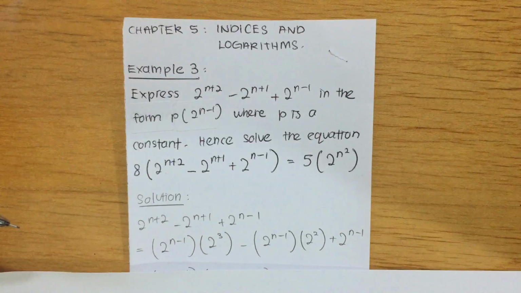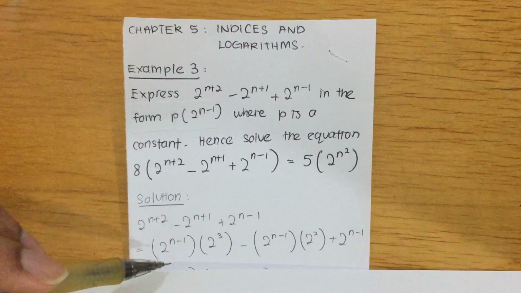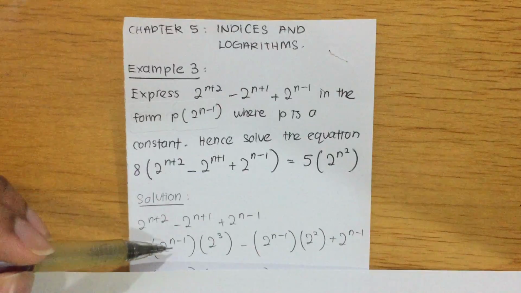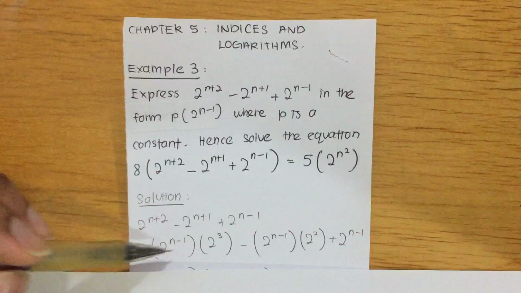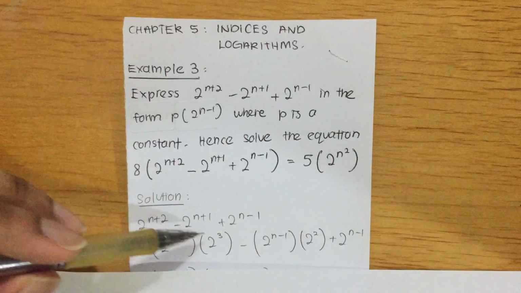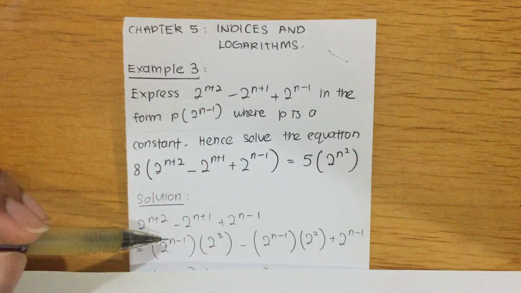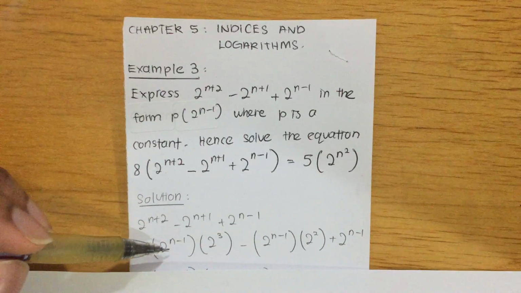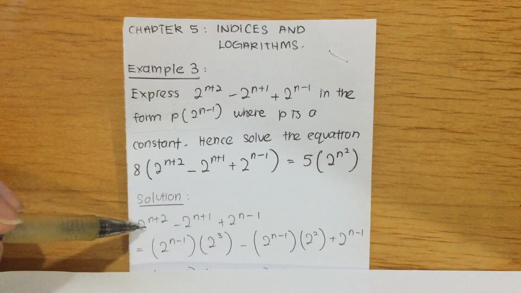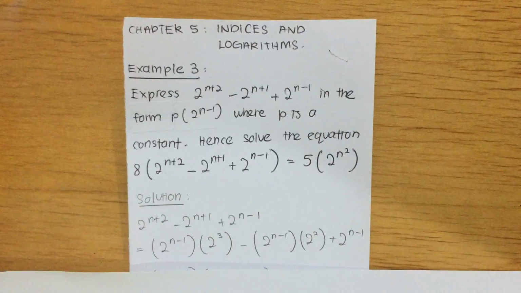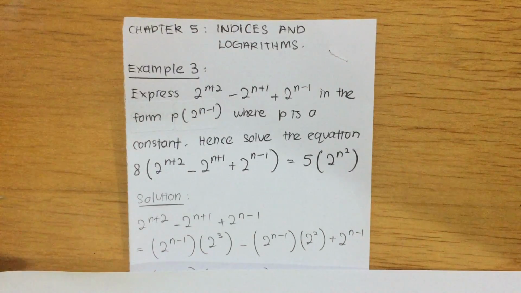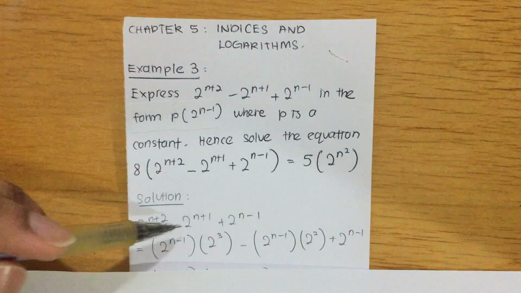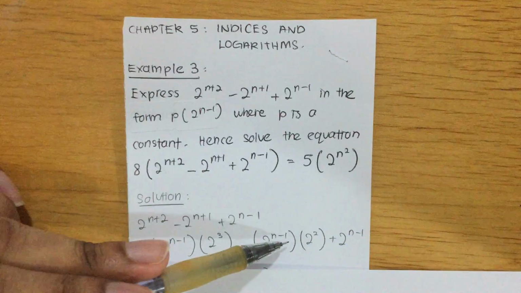Okay, I think you are confused now. Don't worry, I'm going to explain. So 2^(n-1) multiplied by 2^3. When you combine these in a multiplication, you add the powers, which is n - 1 + 3, so you get back 2^(n+2), which is the original expression. So we need to factor out in terms of 2^(n-1) without affecting the original expression.